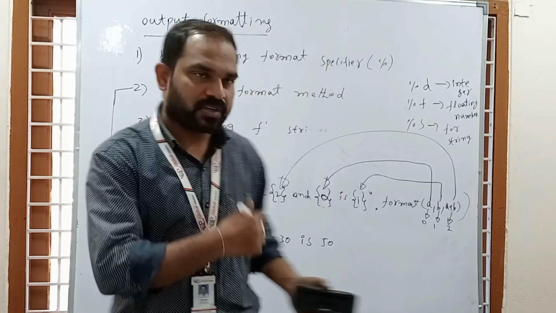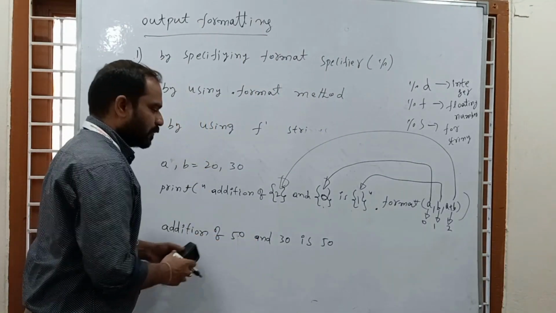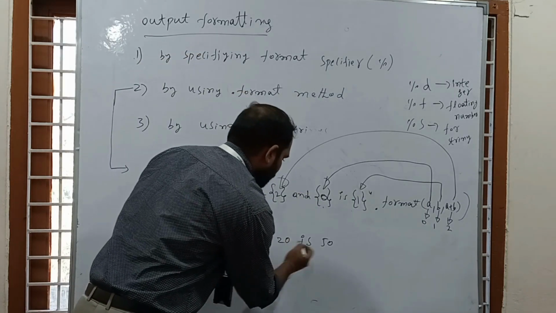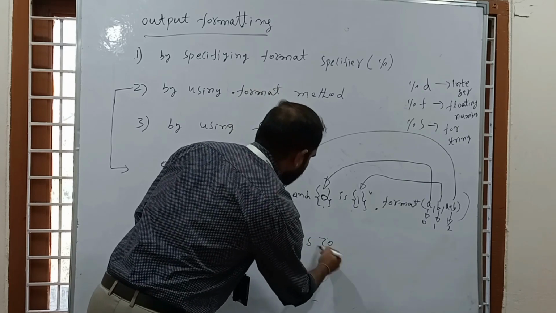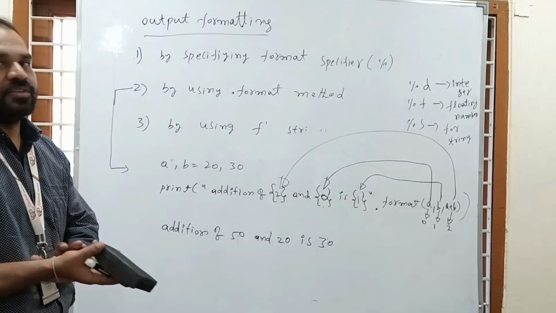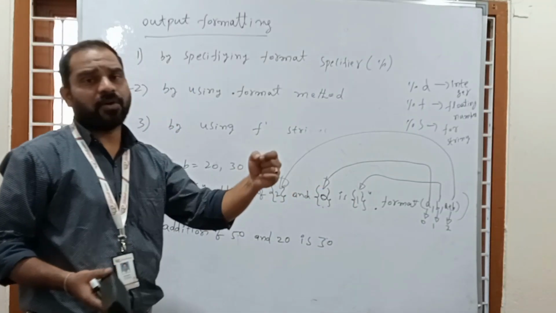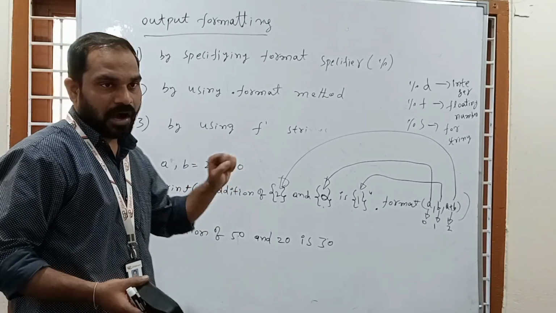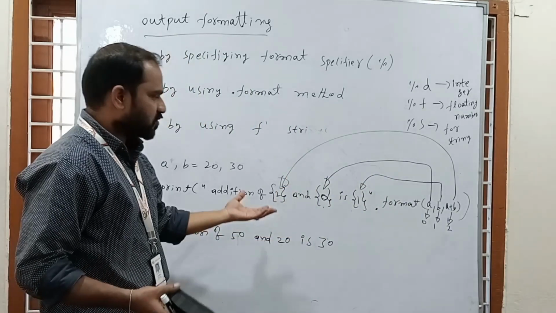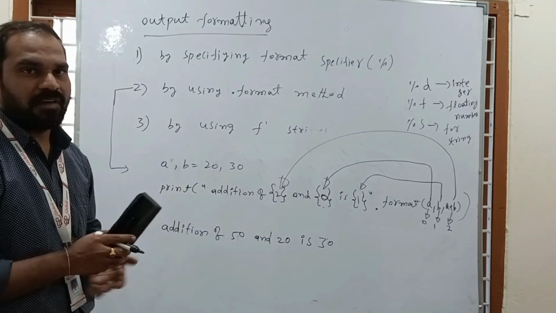But what will be the output now? So addition of, here you will get 50, and what is the value of A? 20, right? Addition of 50 and 20 is 30. It will print like this, but that is wrong information, right? So whenever you are using dot format as a formatting option for printing output, you need to concentrate on these positions also. Okay. In this way, you can use the dot format method to print multiple values.